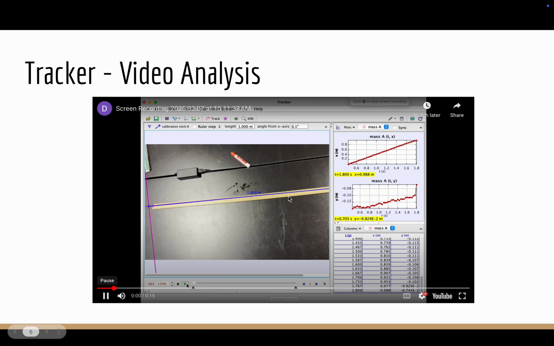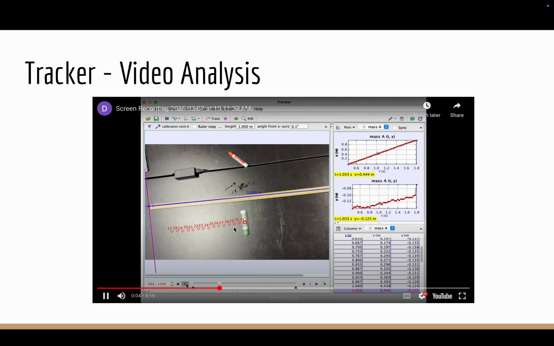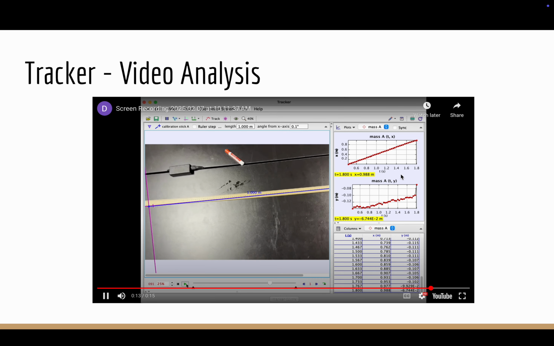Here's my video of my experiment in Tracker. Notice, the red dots represent the position of the marker's center of mass in each frame. Here, the data is recorded in the table on the right, and this is where it's represented graphically.